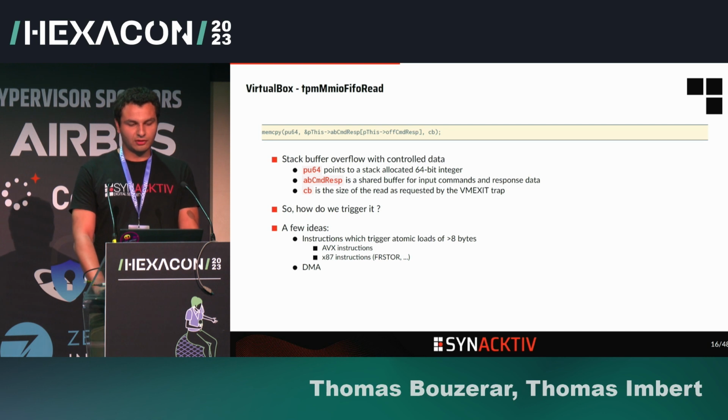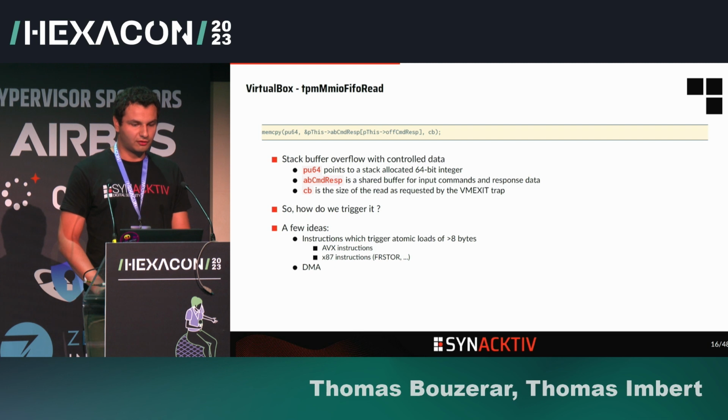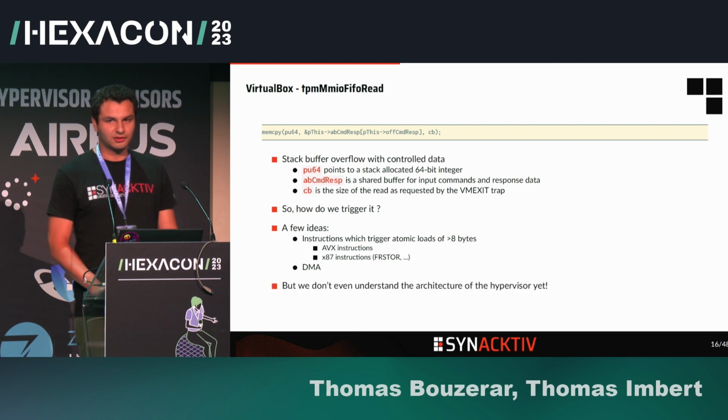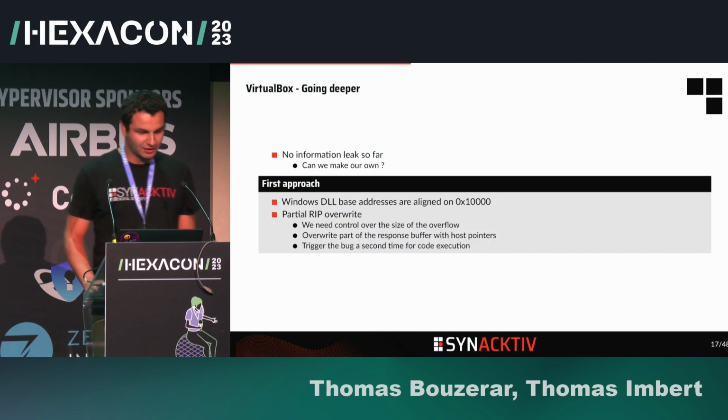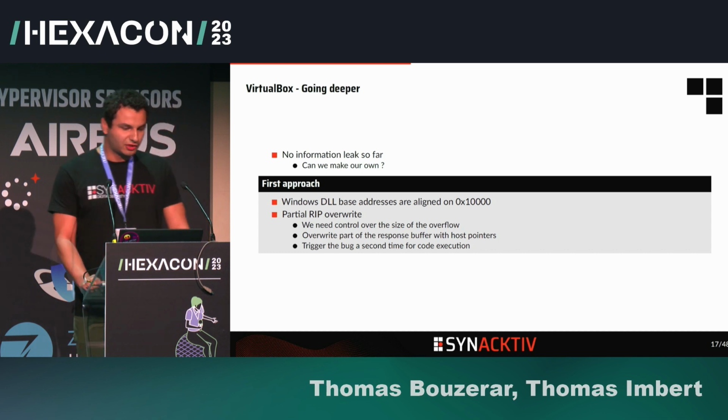And then we have another idea, which is using DMA, but at this point we have opened only one file of VirtualBox, so we don't even understand the architecture of the hypervisor. So how can we exploit this vulnerability?